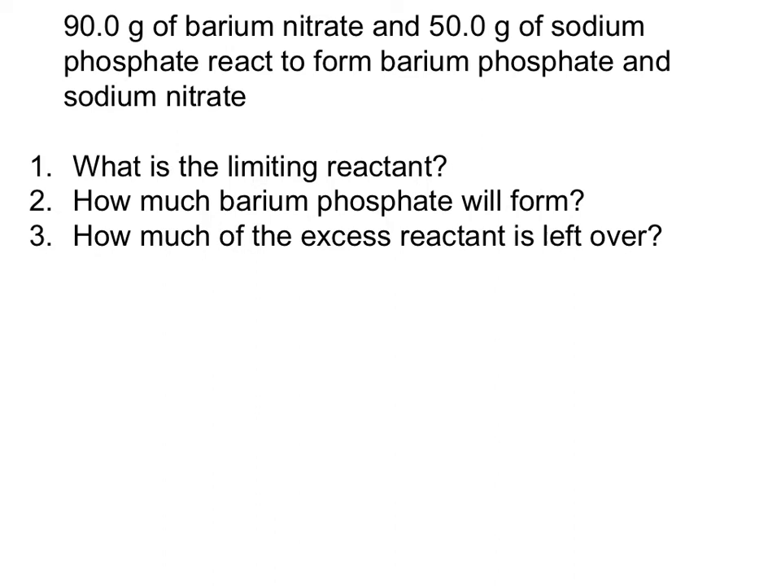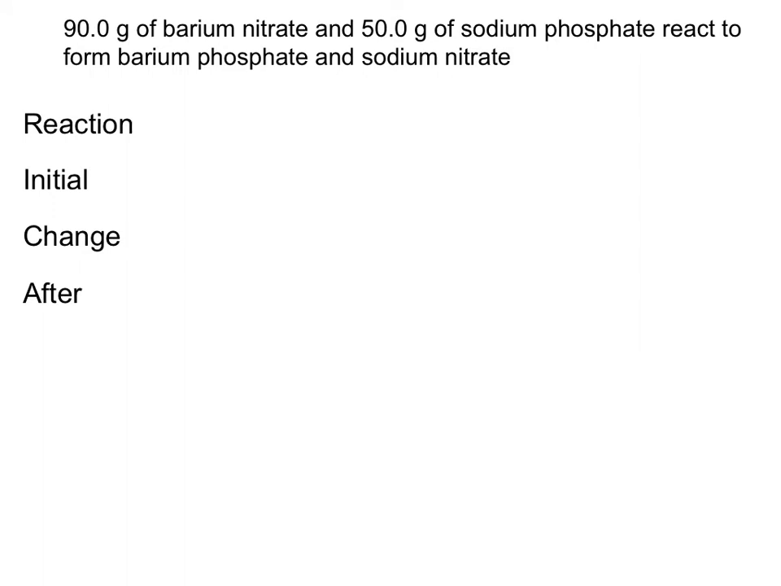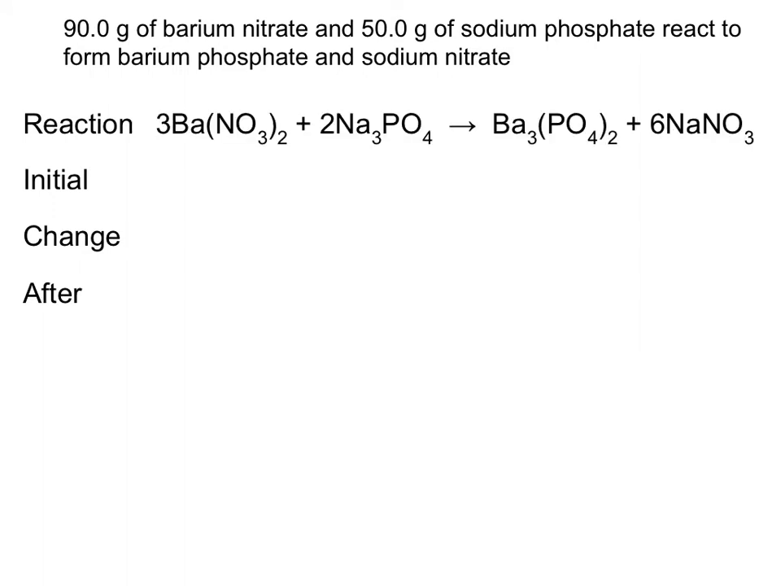So again, we want to know what the limiting reactant is, we want to know how much barium phosphate will form, and we want to know how much of our excess reactant will be left. So our first step is writing out our balanced chemical equation, and we can see that here. So here's our reaction. I would pause the video now to make sure that you are able to come up with this same reaction. That is an important skill.